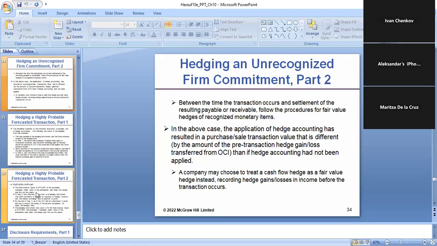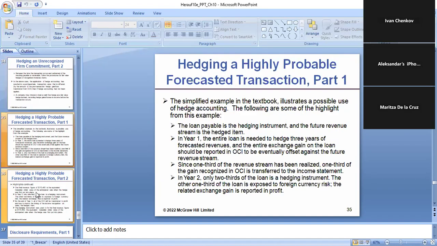Between the time the transaction happens and the settlement, because we're always going to have that gap between when we enter into the foreign contract and the date of the settlement, when either we have to pay the cash or we're going to receive the cash, the results are payable and receivable, which will follow the procedure. We're going to follow the procedure of fair value hedge to recognize the monetary item. And then we're going with the hedging of a highly probable transaction.